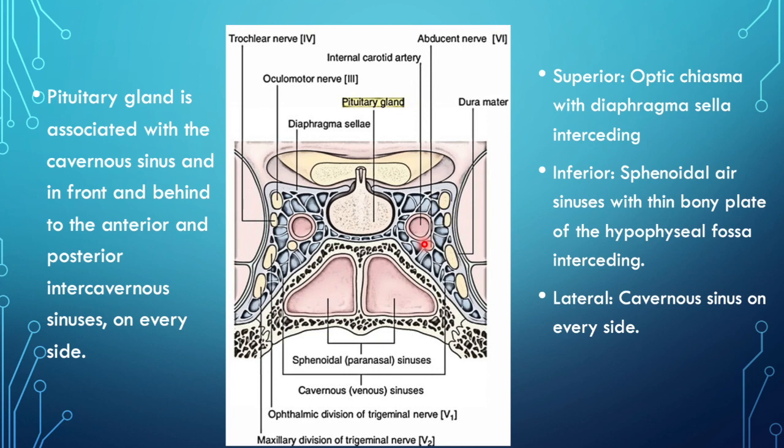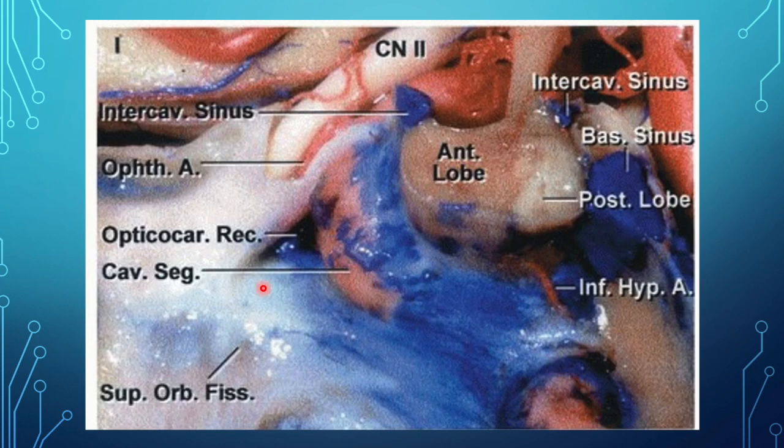The other structures that run in the cavernous sinuses are the oculomotor nerve, 3, the trochlear nerve, 4, and the V1 and V2 branches of the trigeminal nerve. V1 is ophthalmic, V2 is maxillary. So this is again a mid-sagittal section of the sella. This is extending through the anterior and posterior lobe of the pituitary gland, and the sphenoid sinus has been removed so that the structures can be seen properly.